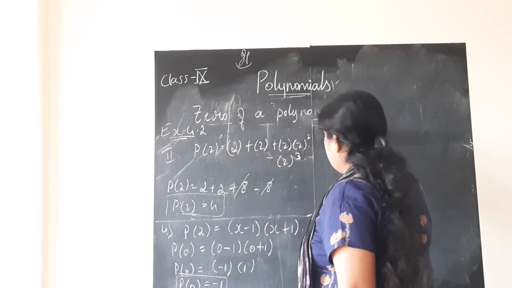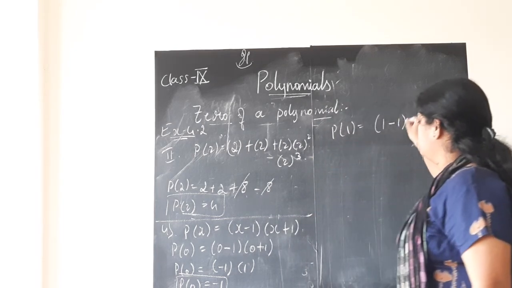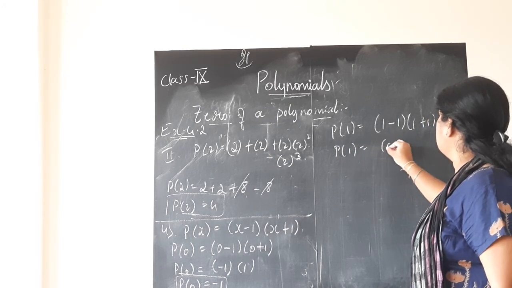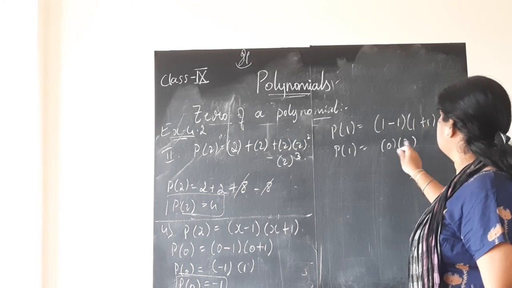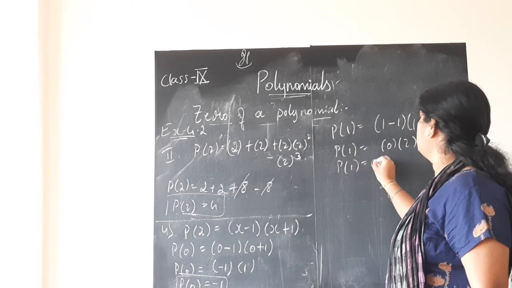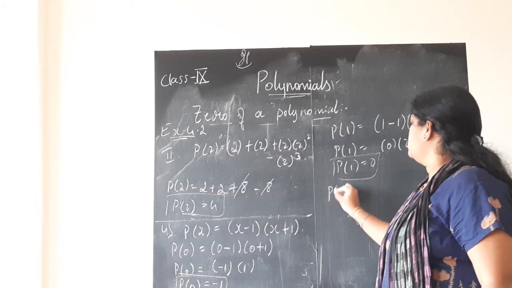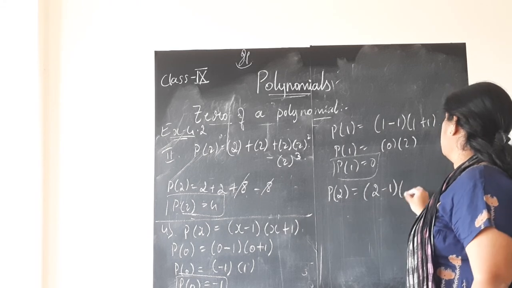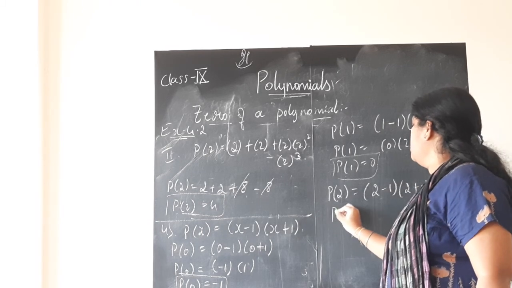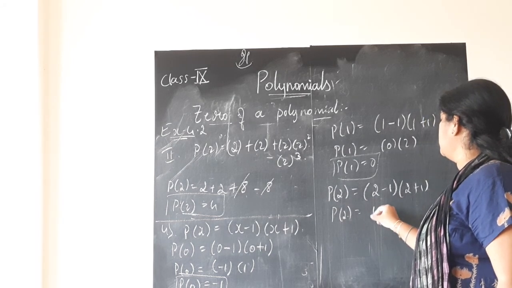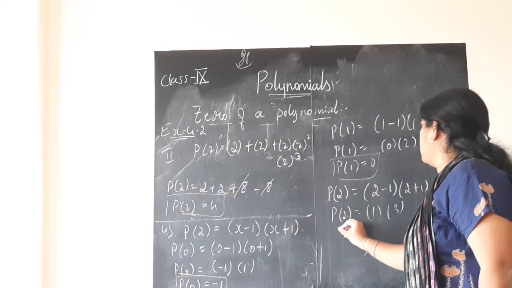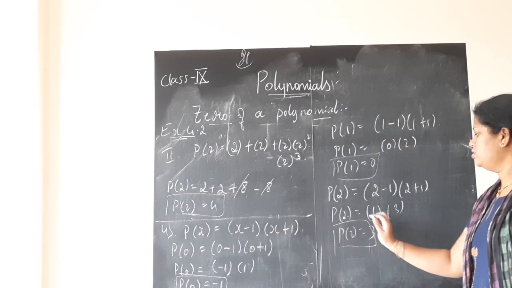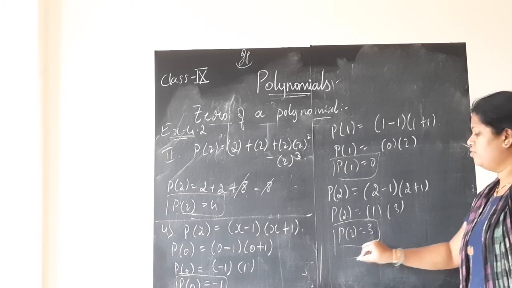P of 1 is 1 minus 1 into 1 plus 1. P of 1 is 1 minus 1 is 0. 1 plus 1 is 2. But 0 into 2 is just 0. P of 1 is 0. Similarly, P of 2: x minus 1 into x plus 1 under 2 plus 1. P of 2 is 2 minus 1 is 1. 2 plus 1 is 3. P of 2 is 3 ones are 3. Sorry. P of 2 is 3.